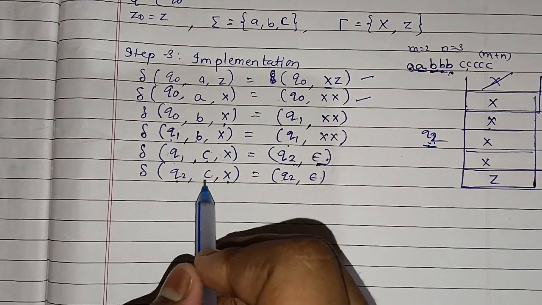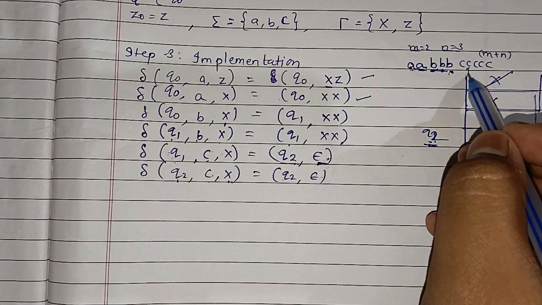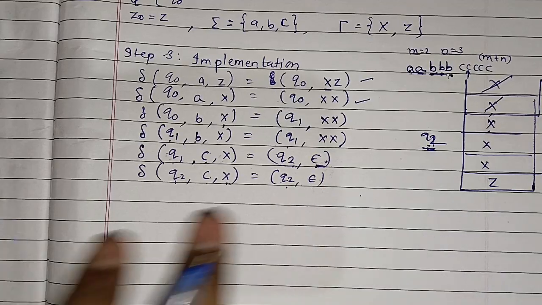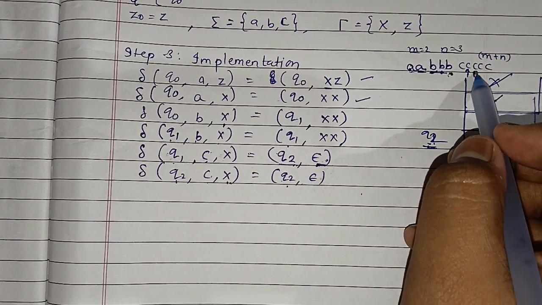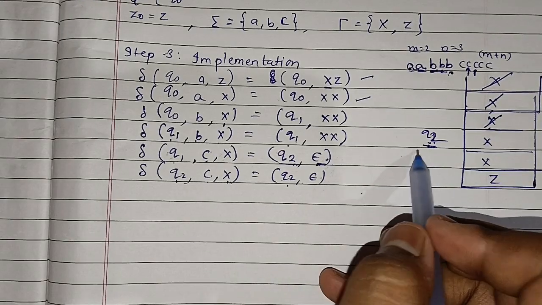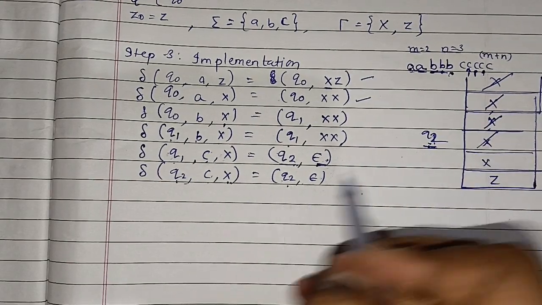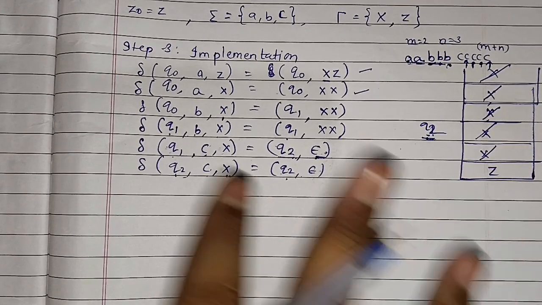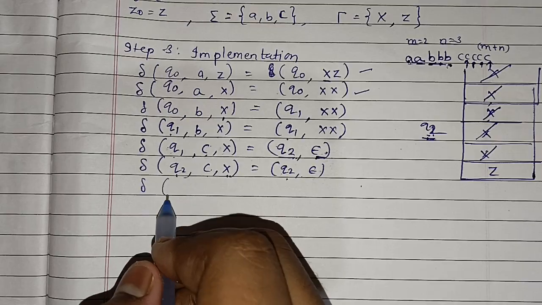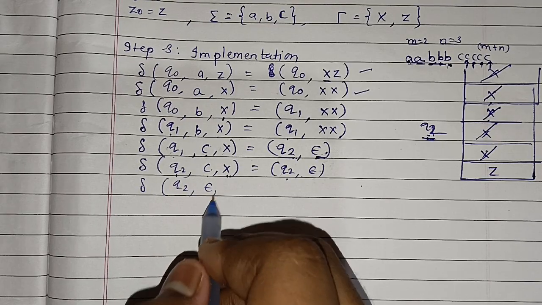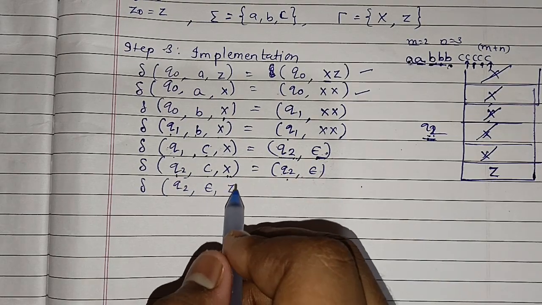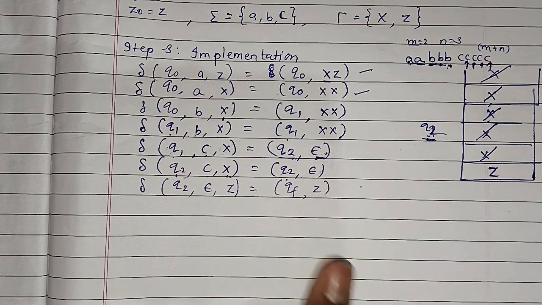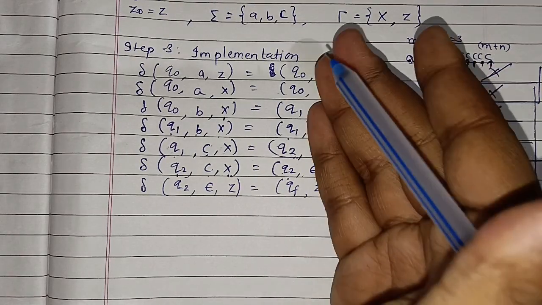Same way, Q2 CX. Now in Q2, the second C comes and stack top is X, so I pop again and stay in the same state Q2. Same for this, again pop, stay in Q2. This again pop in the same state, and for this last C, again pop and stay in the same state. Now see, the C's are over, meaning the string is now empty. In Q2 with the empty string, if the stack top element is Z, I go to the final state without any pushing or popping. So this is my implementation.